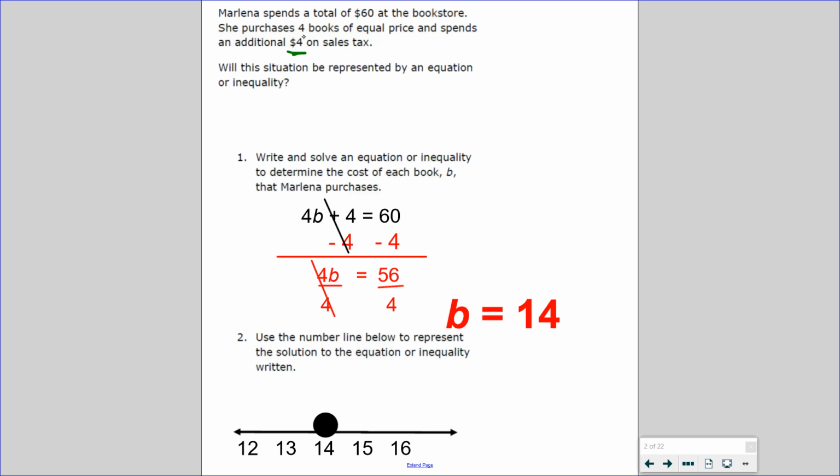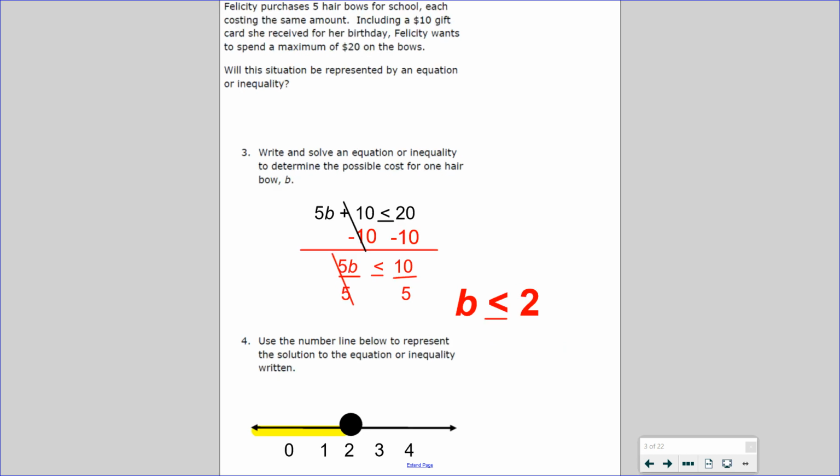So she purchased 4 books of equal price. So 4 times the number of books. You could have written it as 4x plus 4 equals 60. But here they said they want to use the variable b. 4b plus 4 equals 60. So circle the equal sign. Subtract 4 from both sides, 56. Divide it into 4 groups. Each book will cost $14. 4 books times $14, $56. Plus $4 in tax is $60. And use a number line to represent. You put a closed dot at 14.